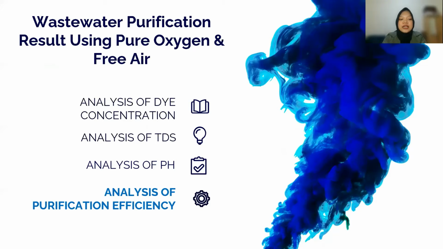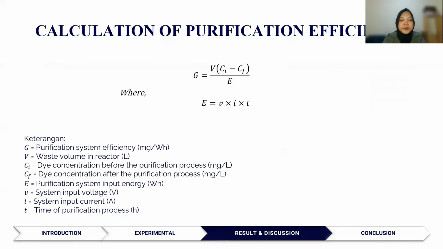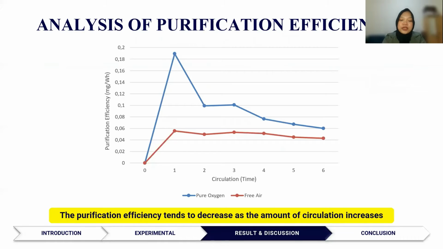Then the next analysis and the last analysis is purification efficiency. Here is the calculation of purification efficiency. Then we know that the graph is like this. From the graph, we know that the purification efficiency tends to decrease as the amount of circulation increases.